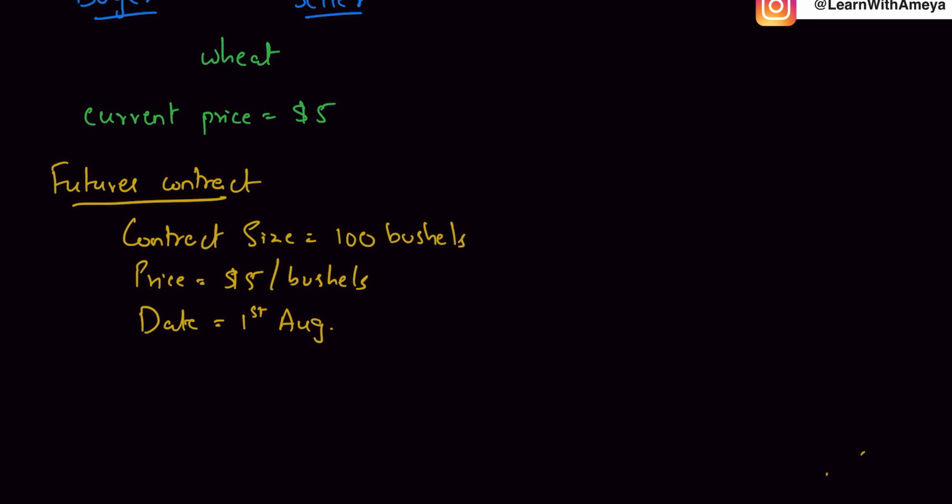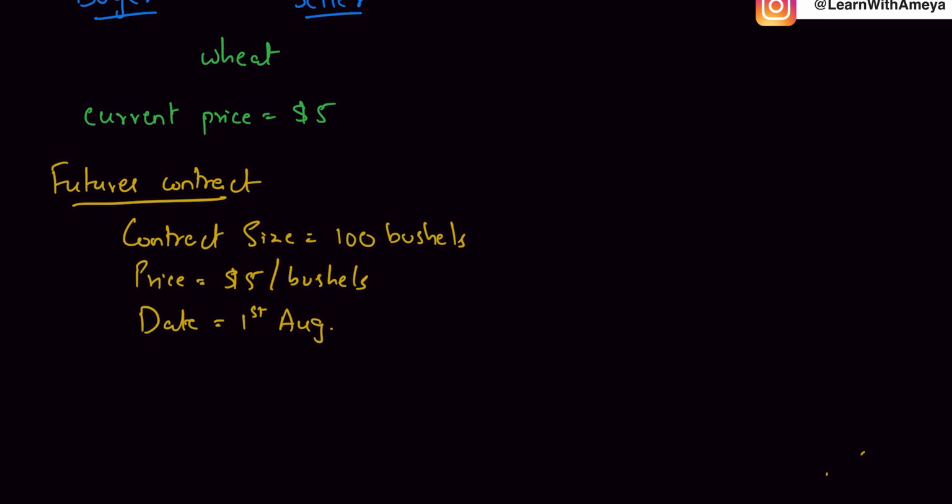So now what does the futures contract say? The contract says that on 1st August, the buyer has to buy 1,000 bushels of wheat at $5 per bushel and the seller has to sell the buyer 1,000 bushels at $5 per bushel. So basically it's a written promise and now no one can back out of this deal. Even if the price increases or decreases, the buyer and the seller have agreed to pay and receive $5 per bushel for the quantity.